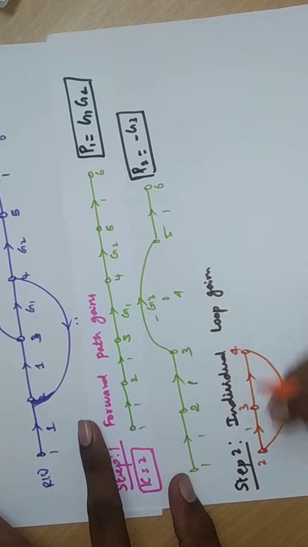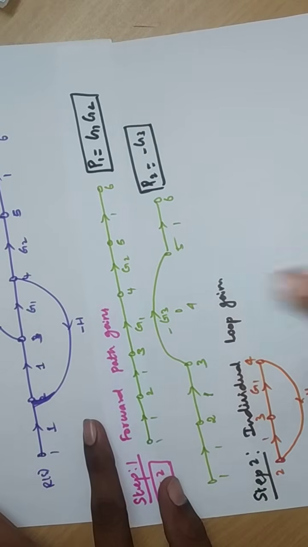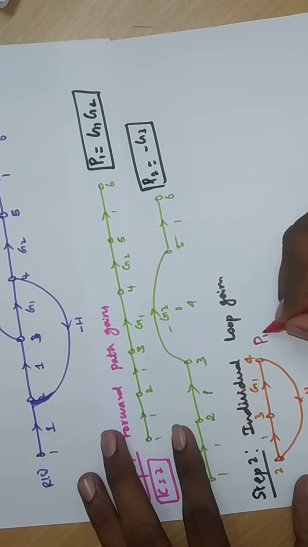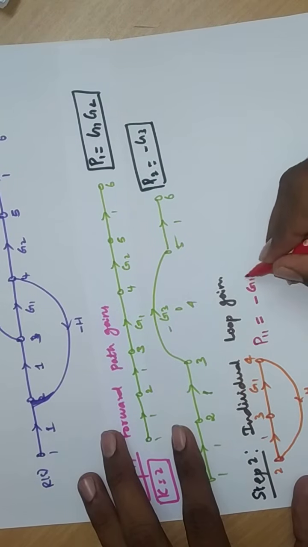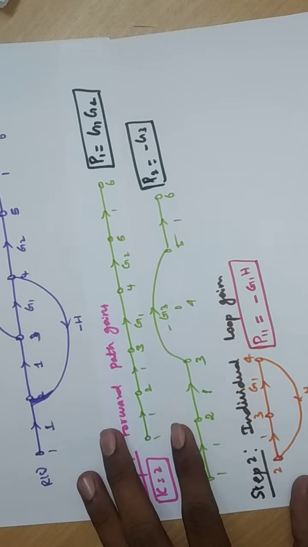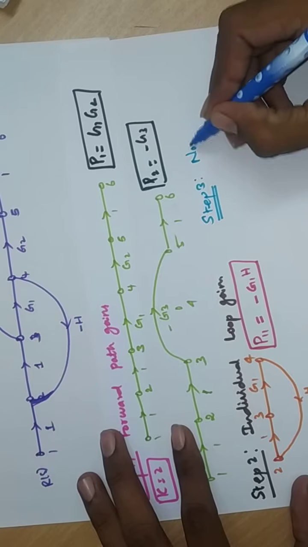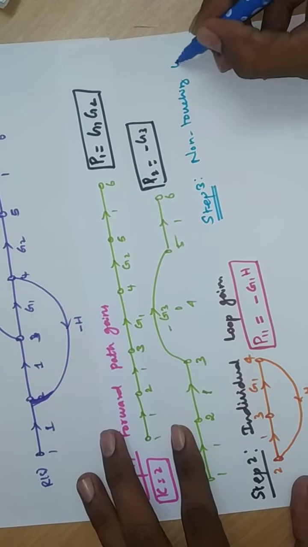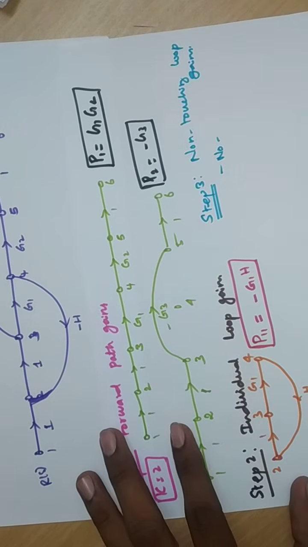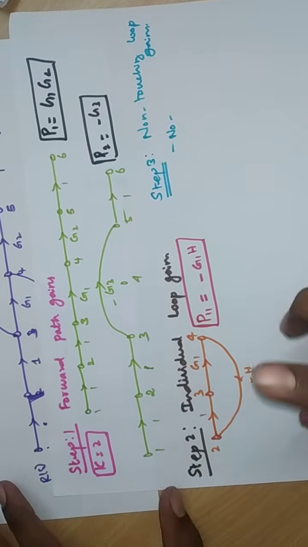So this is G1, this is minus H. There is only one individual loop available, so P11 equals minus G1H. Now we know that there is no possible combination of step 3 non-touching loop gains. There is no non-touching loop, because we can't create any pair, since we only have a single individual loop.